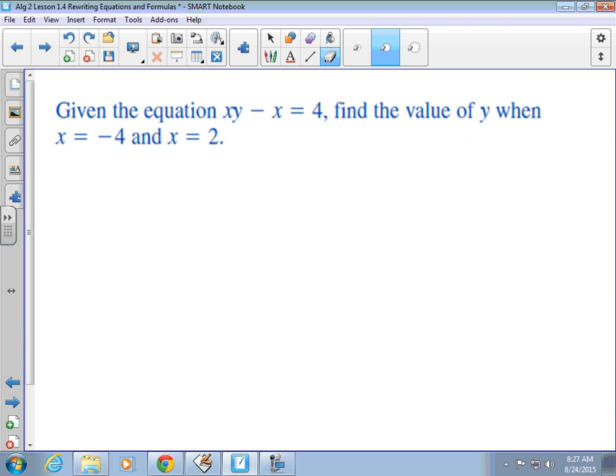Again, everybody on the back, solve this one. Take about a minute and a half. Remember, get y by itself first, then plug in x is 4 and x is 2. Get y by itself first.